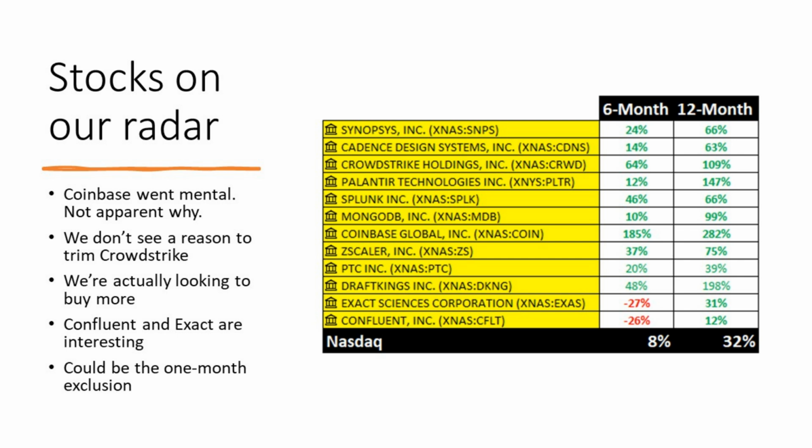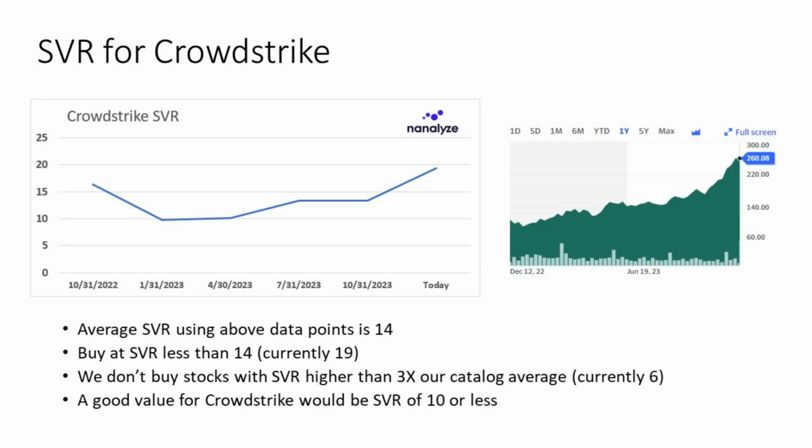So let's look a little bit more at CrowdStrike's valuation here. There you can see the price chart on the right reflecting the rapid increase in share price. But what we use here at Nanalyze is a simple valuation ratio. You just take market cap and divide that by the annualized revenues, and it produces a number. We've plotted that at various points in time in this chart, and you can see that the average SVR using those data points is 14.